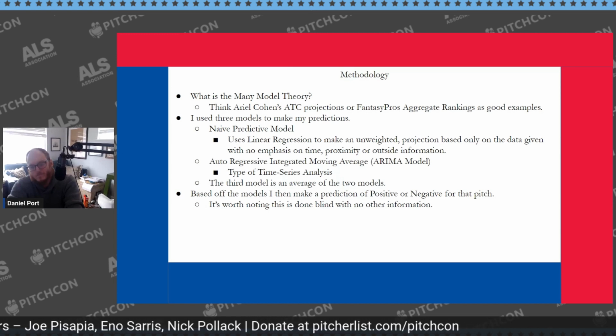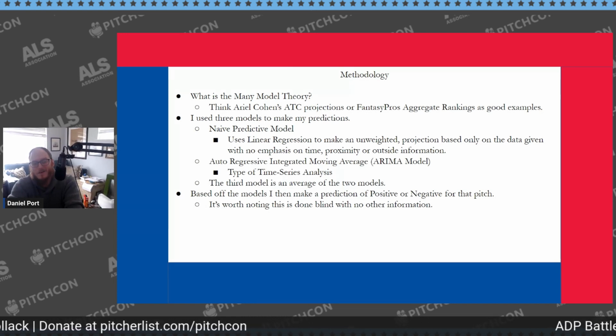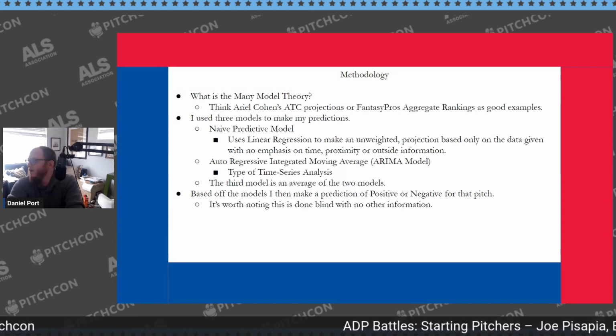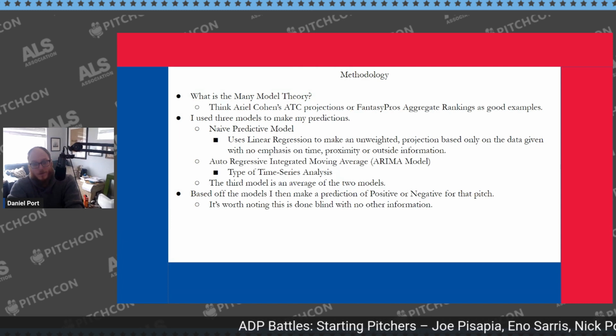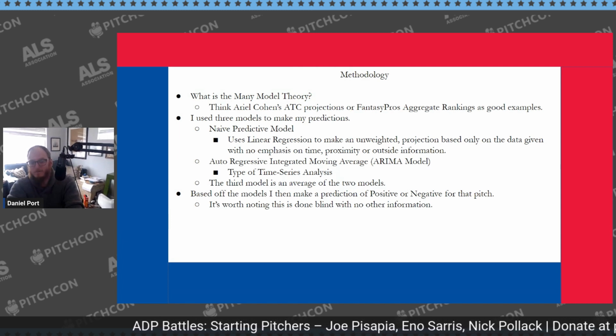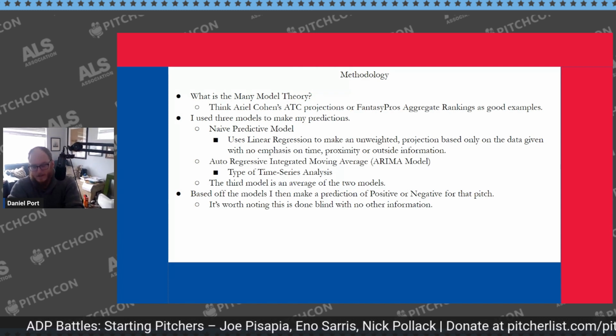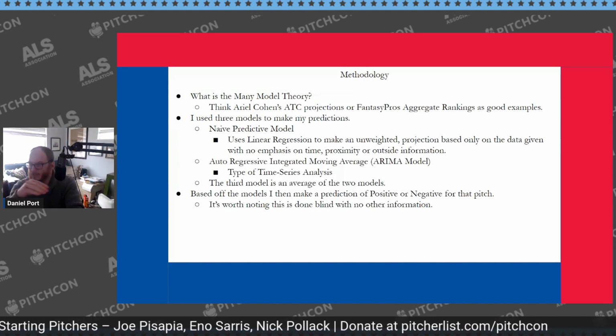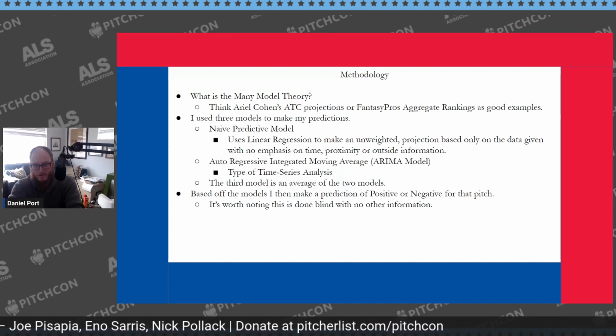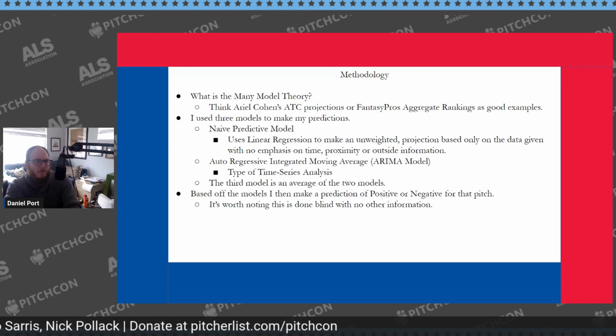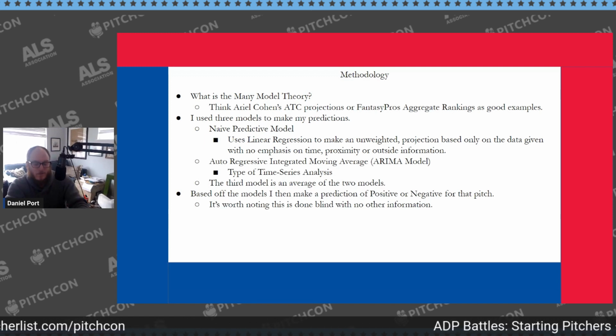Now, what I would do is look at those three models, and based off that make a prediction of positive or negative for that pitch for that player. And it's worth noting again, I want to reiterate that these were done blind with no other information. All I did was look at these three projections, and that is it, to make these predictions. And I mostly did that because the original study was done in the same way.